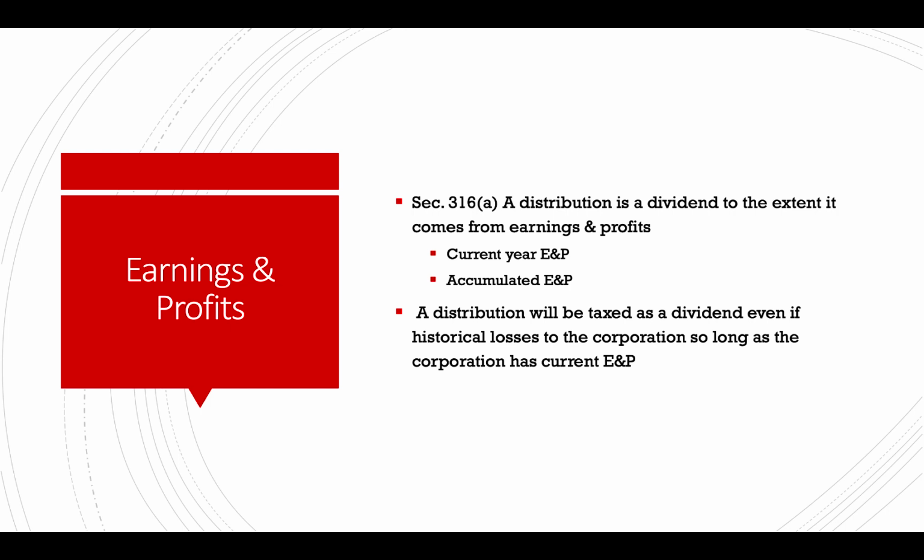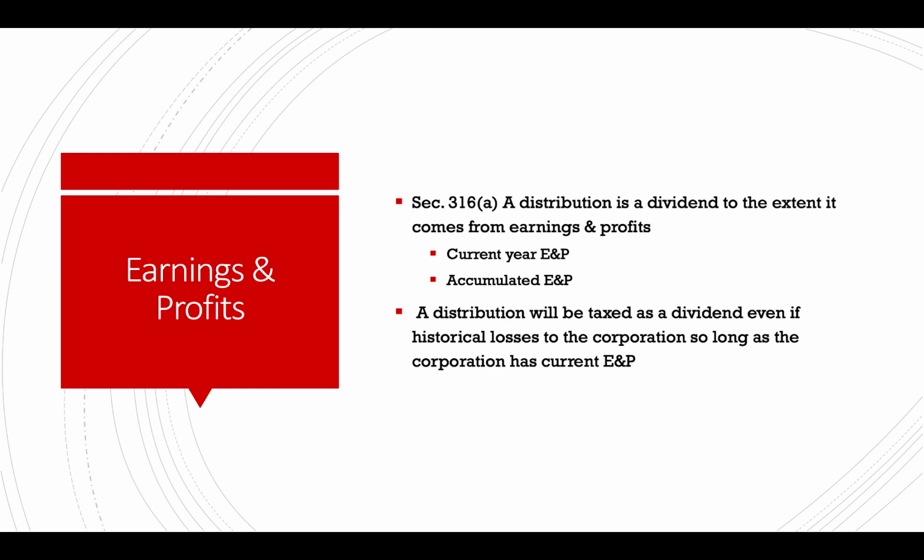Section 316A says that a distribution is a dividend to the extent it comes from earnings and profits. And earnings and profits aren't defined in the code, but we do know that they're separated into current and accumulated. So current earnings and profits are computed on the last day of the year without regard to distributions that year. Accumulated earnings and profits are all the previous results of earnings and profits added up. Pretty simple.